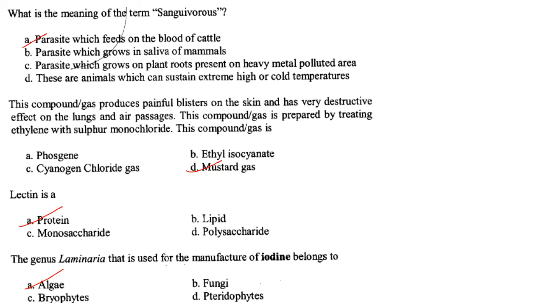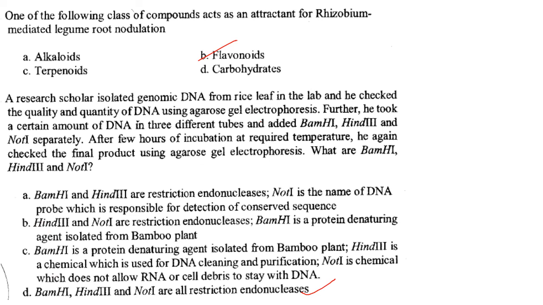Answer is option A. The genus Laminaria that is used for the manufacture of iodine belongs to brown algae, Phaeophyceae. Answer is option A. Then which one of the following classes of compounds acts as an attractant for rhizobium-mediated legume root nodulation? This was also a repeated question. It is flavonoids. Answer is option B.